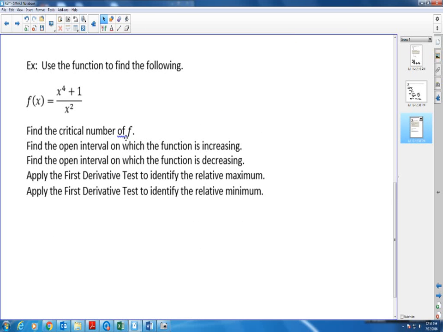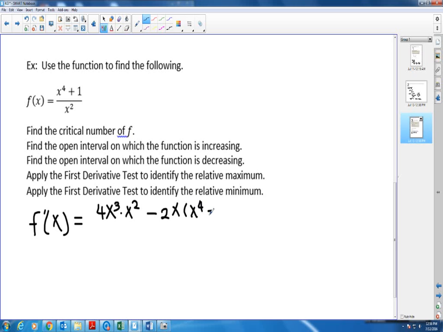Let's find the critical number of f, then we can see on which interval the function is increasing or decreasing, so we can figure out the relative maximum and minimum. First things first, let me take the derivative of my function so I can find my critical values. Using the quotient rule: derivative of the top, which is 4x to the third, times the bottom, minus derivative of the bottom, which is 2x, times the top, x to the 4th plus 1.